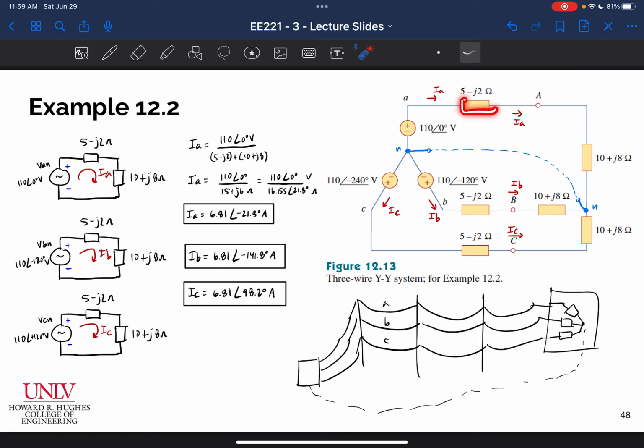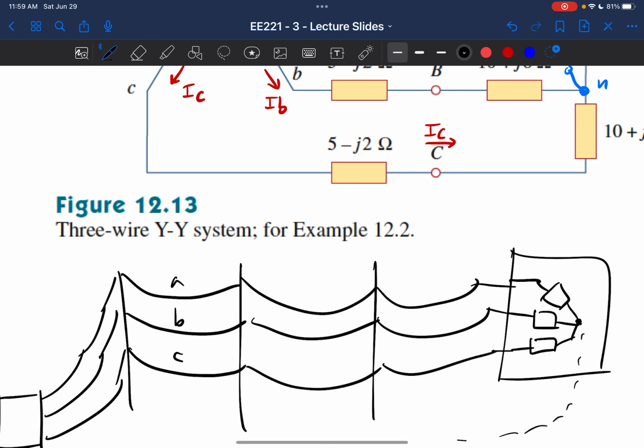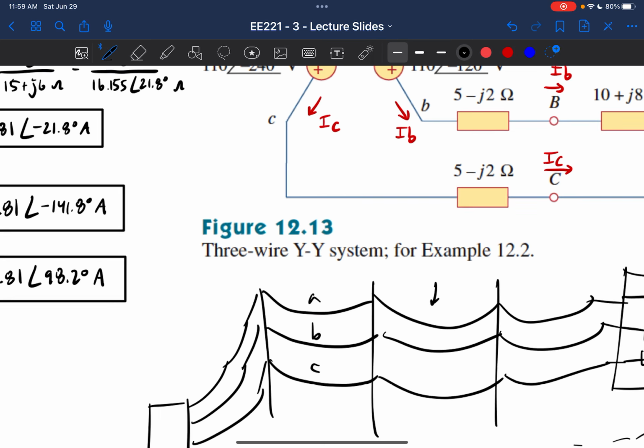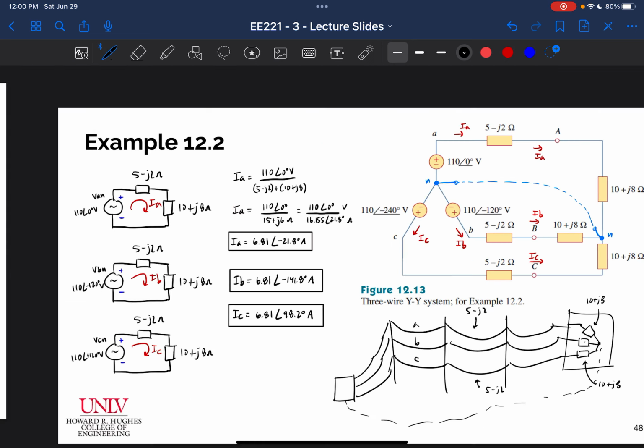You might wonder why there is an impedance here and an impedance here. Well, this impedance here is meant to model your load. This would be 10 plus J8. A balanced load just means that all of the loads are the same impedance, so 10 plus J8, 10 plus J8, and the one in the middle is the same as well. And these lines, since they're all the same, ideally have the same impedance too. So this line has an impedance of 5 minus J2, this line has an impedance of 5 minus J2, etc.